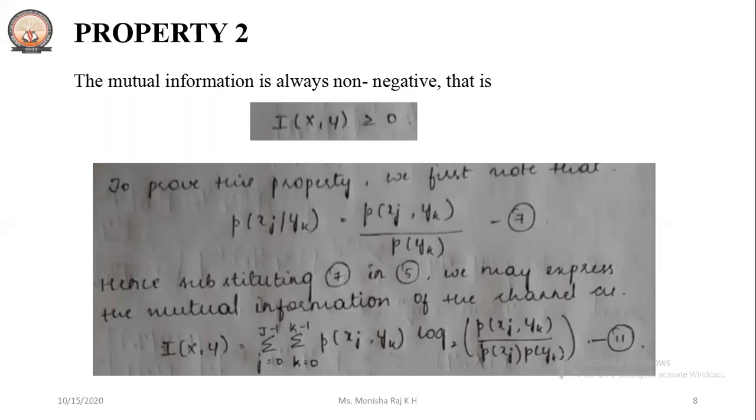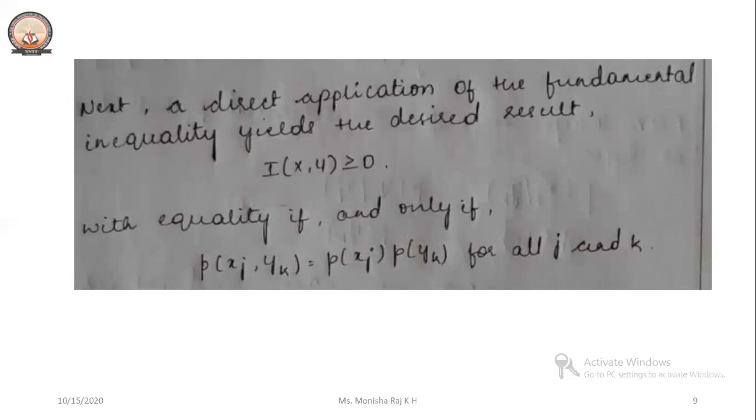Next, to prove or derive this equation, we use a direct application of the fundamental inequality. There is a concept known as the fundamental inequality in ITC, and using that concept we yield the desired result: I(X;Y) is greater than or equal to 0, with equality if and only if p(xj, yk) = p(xj) into p(yk) for all j and k. Hence, property 2 states that we cannot lose information on the average by observing the output of a channel. Moreover, the average information is 0 if and only if the input and the output symbols of the channel are statistically independent. This is about property 2.